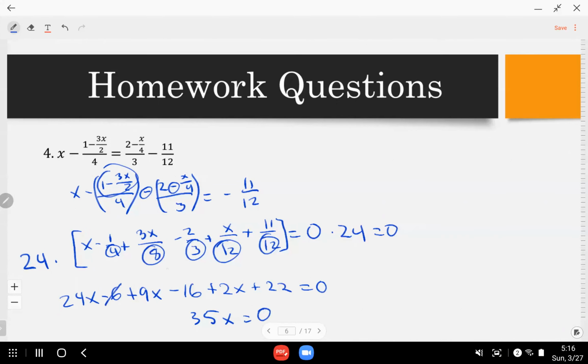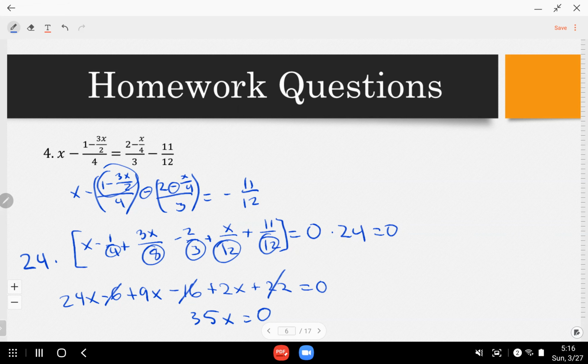This cancels out. All of these cancel out actually, right? The 22 minus the 16 is going to be 6. And 6 minus 6 is equal to 0. So we're adding 0 here. So the numerals actually cancel out. So then you get 35x.